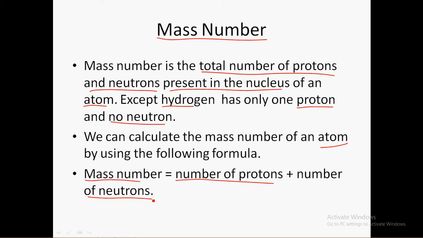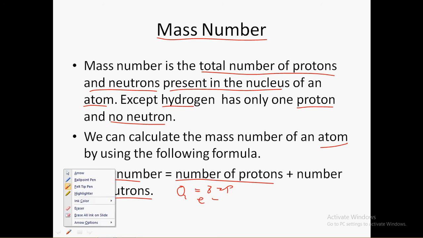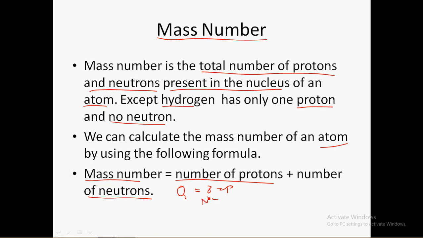Let's work on this. For example, let's take oxygen. Oxygen has 8 protons and 8 neutrons. So the mass number is the number of protons plus the number of neutrons. Here we have 8 plus 8, so the mass number is 16.